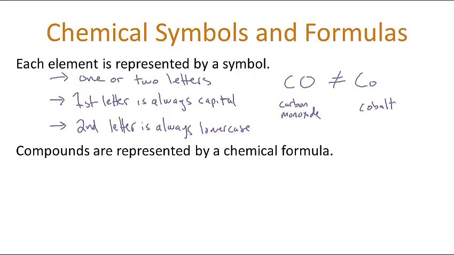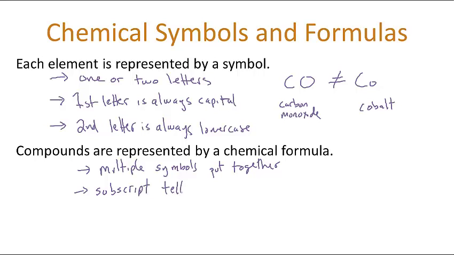Now, compounds are represented by a chemical formula. This is multiple symbols put together. You can see in the chemical formula multiple symbols are put together. And the subscript tells you the ratio of each element to each other element. So another example is carbon dioxide, where we have 1 carbon and 2 oxygens.